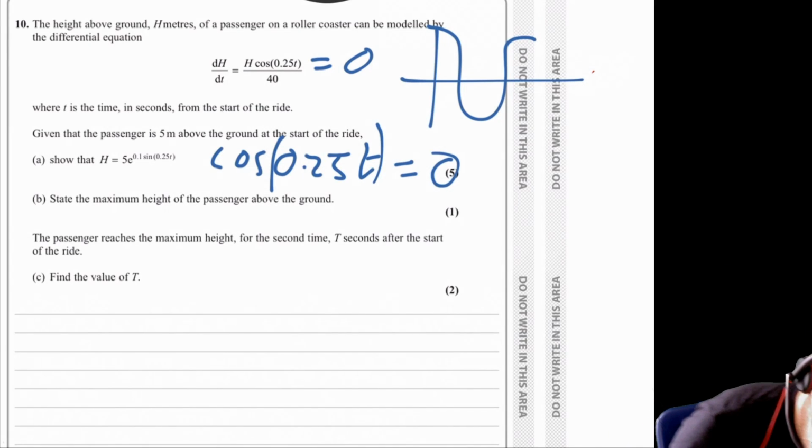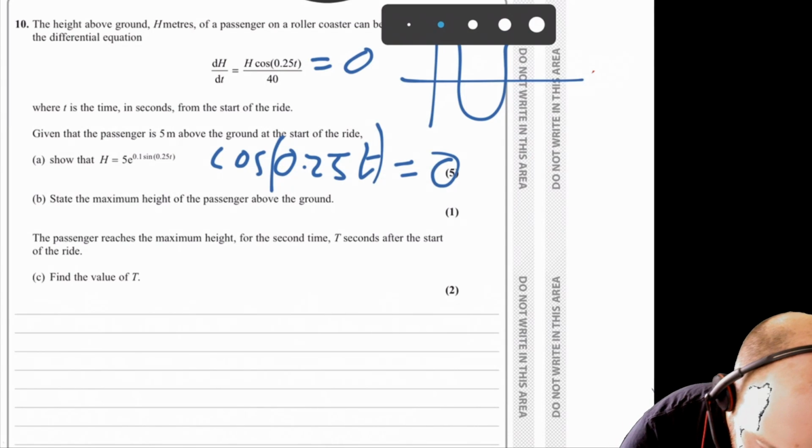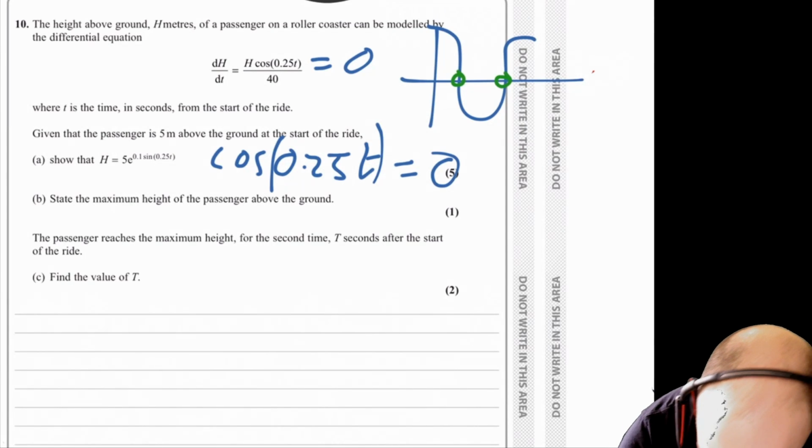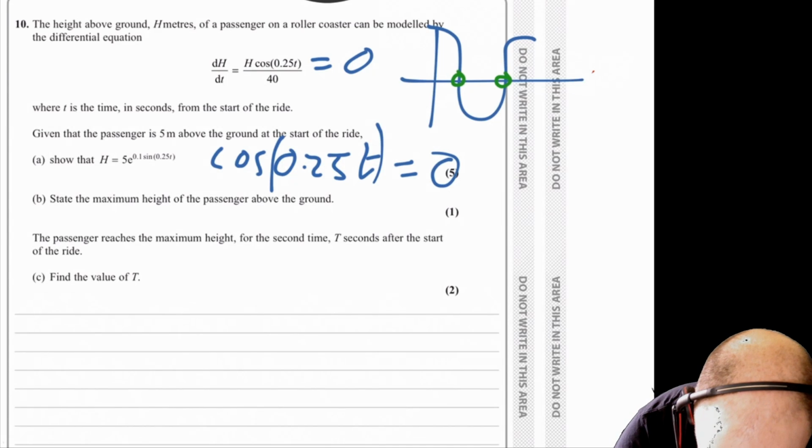So we're trying to solve when cos is 0. We're doing it in radians, so it's going to be those two values there.